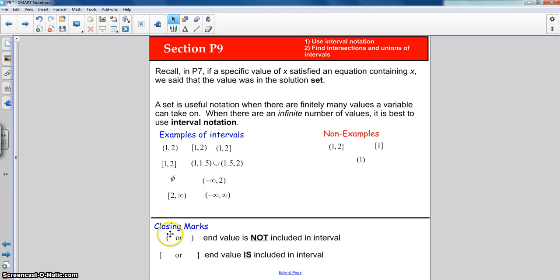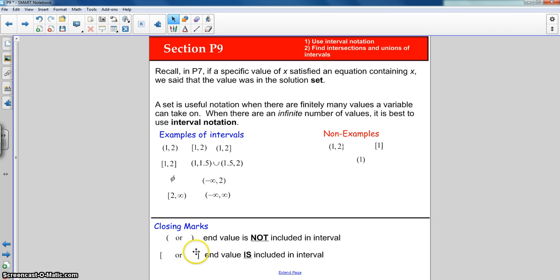So closing marks, if you see closing marks that are parentheses, that means that the end value is not included in the interval. So for example, this interval 1 to 2, this means all the numbers in between 1 and 2, excluding 1 and 2 themselves. So this is like 1.1, 1.2, 1.3, all the way up to 1.9, say. But then again, you have all the decimals in between there, so you have 1.01. So there's a lot of numbers in between there that we can't even count. That's why we use interval notation.